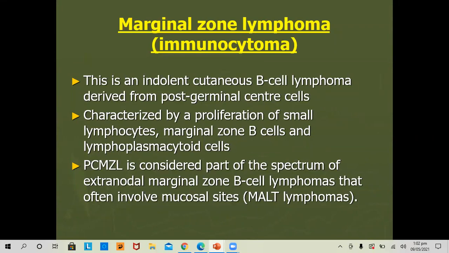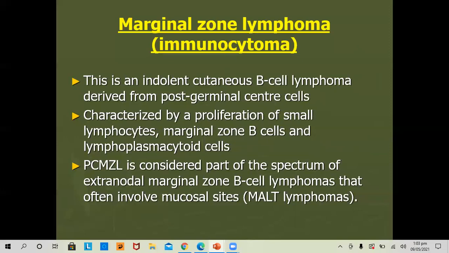Among the primary cutaneous B-cell lymphomas, the first lymphoma which we are going to discuss is the marginal zone lymphoma, which is also called immunocytoma. It is an indolent cutaneous B-cell lymphoma that is derived from post-germinal center cells, that is, the origin is from the germinal center cells. It is characterized by proliferation of small lymphocytes, marginal zone B cells, and lymphoplasmacytoid cells.